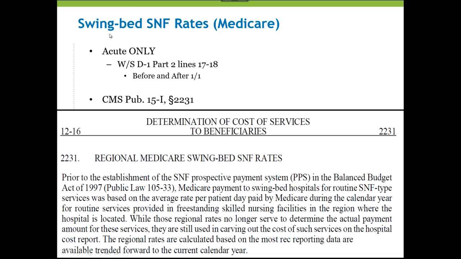So let's talk about the swing bed SNF rates. Now again, these are Medicare. SNF is Medicare, and these are only used for the acute care hospitals. These are not used for the critical access hospitals because, again, critical access hospitals are reimbursed based on cost. Now, we have D-1 Part 2, lines 17 and 18 for the SNF rates, 17 being before 12/31, 18 being on or after 1/1 of that next year. So it's split at the calendar year.